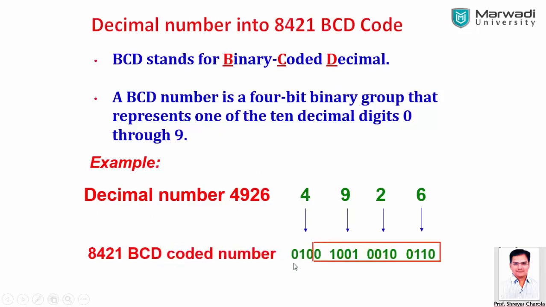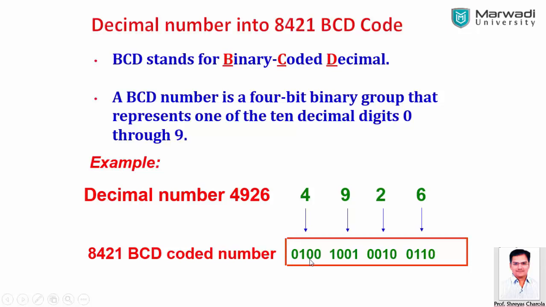For the 4 I will write 4 bits. To represent any number in BCD, only 4 bits should be utilized. Like 4 I can write 0100, 9 is 1001, 2 is 0010, 6 is 0110.